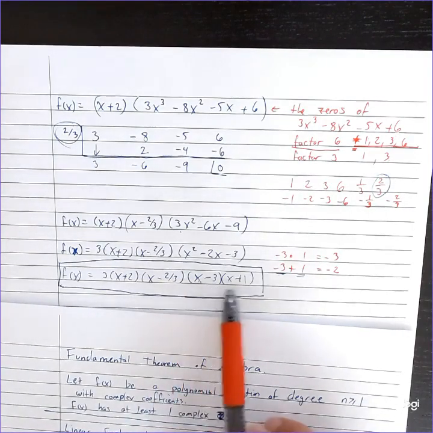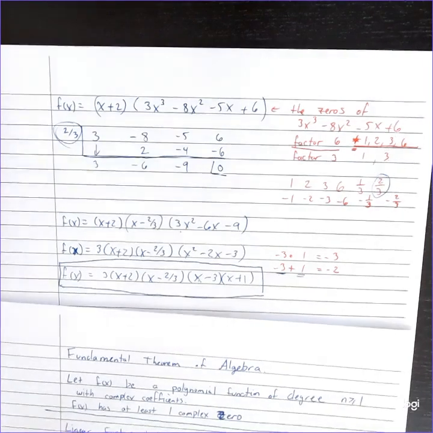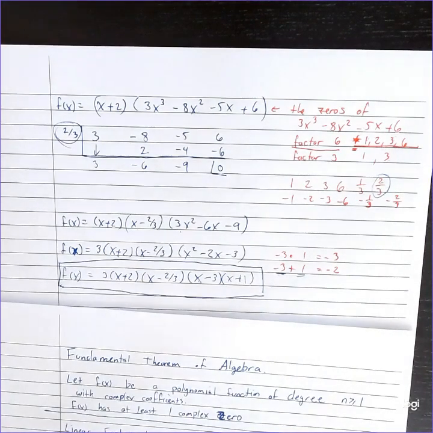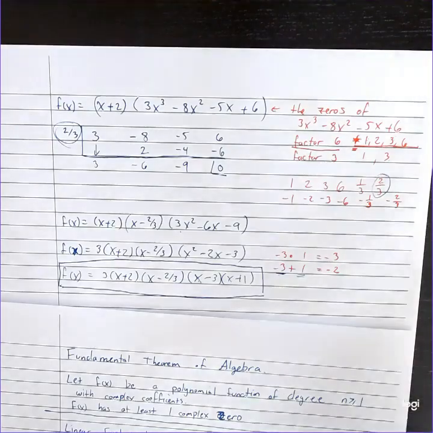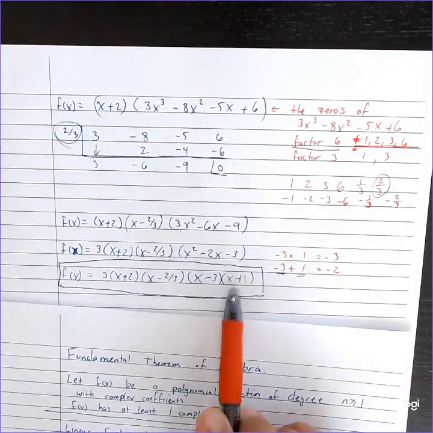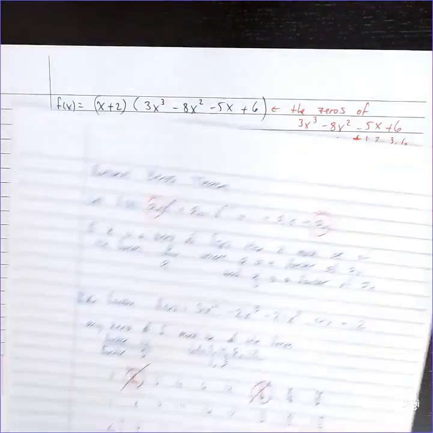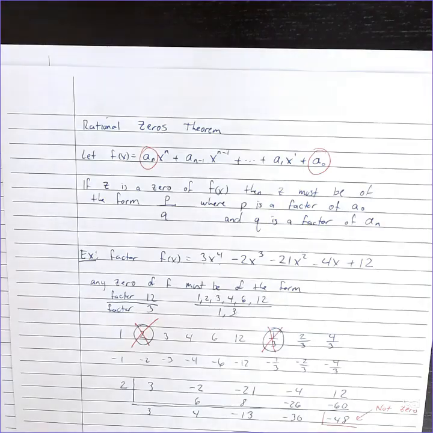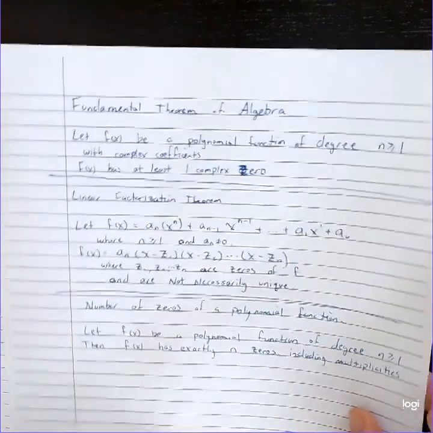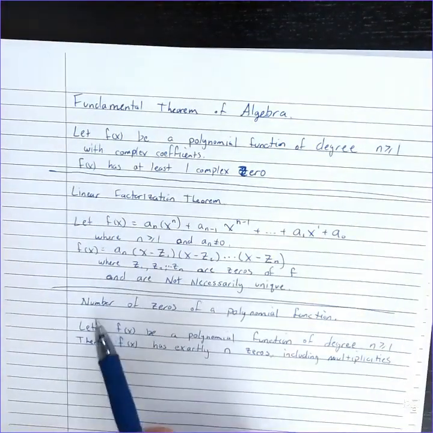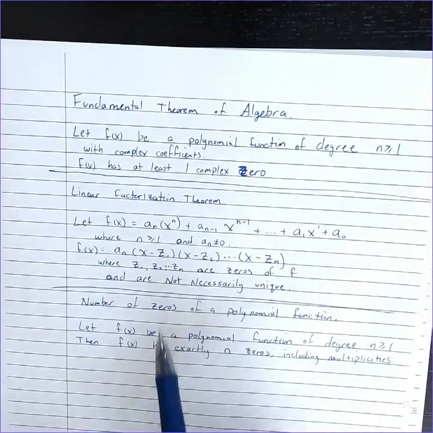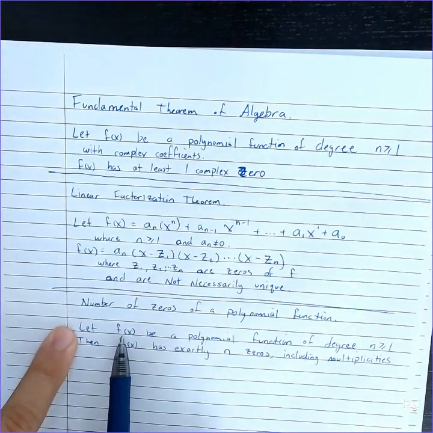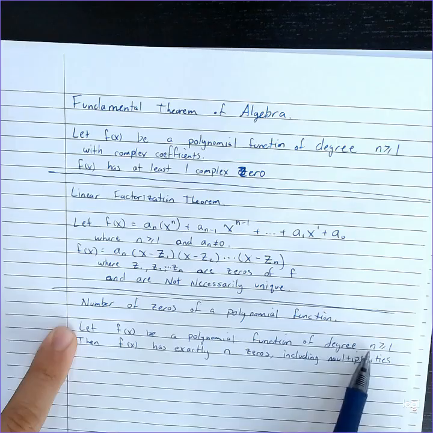These numbers inside of each linear factor represent the zeros of our polynomial function. Since there are 1, 2, 3, 4 of them, which matches the power 4 of our original problem, that leads us to another theorem. And that is the number of zeros of a polynomial function. Let f of x be a polynomial function of degree n greater than or equal to 1. All right, that's all that matters.